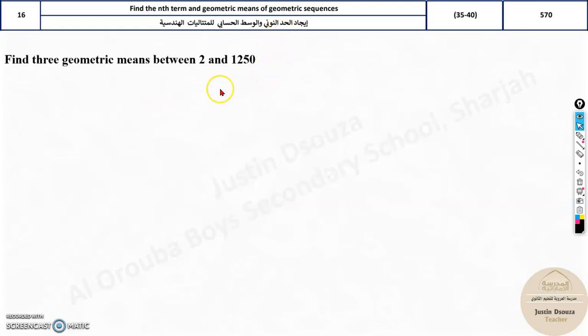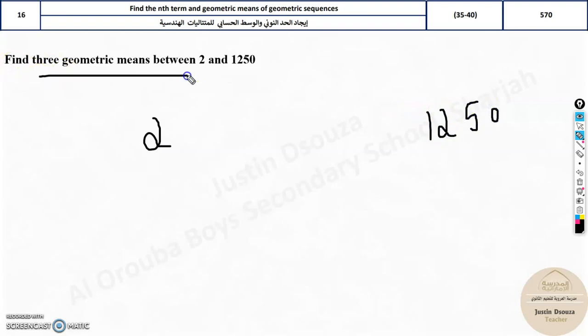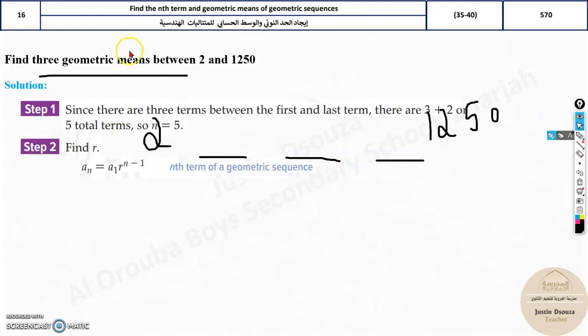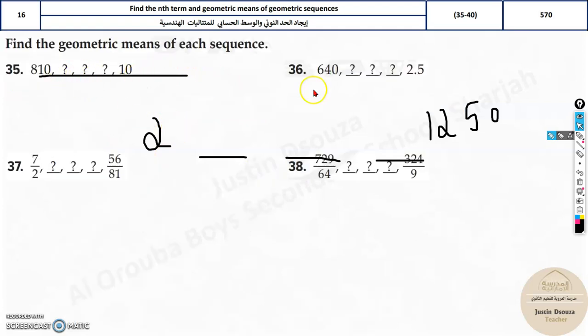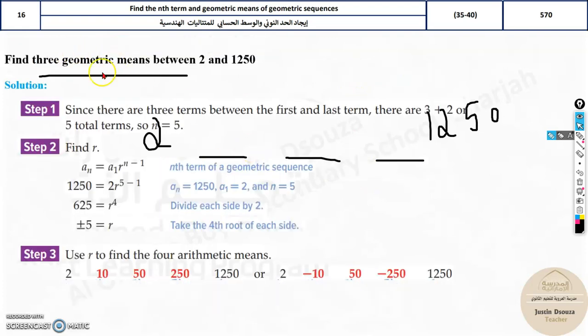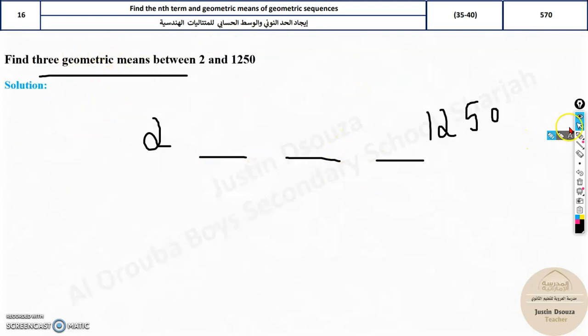Now, I'll tell you what geometric means are. Geometric means basically means the terms within it. So if you start from 2 and end at 1250, I have to find three geometric means. That means three terms within it. In your questions, you might get it like this or you might get question marks. Over here, you can see there are three geometric means. Over here also, they have asked for three geometric means.